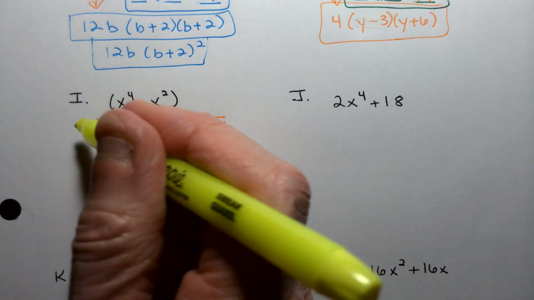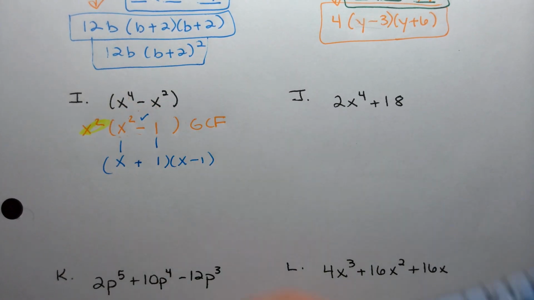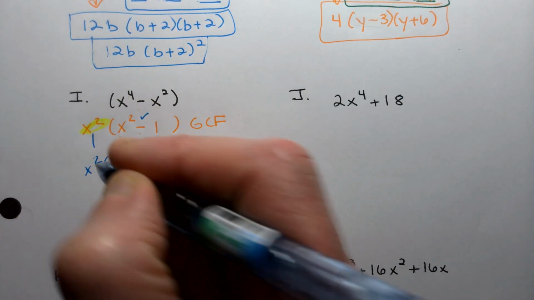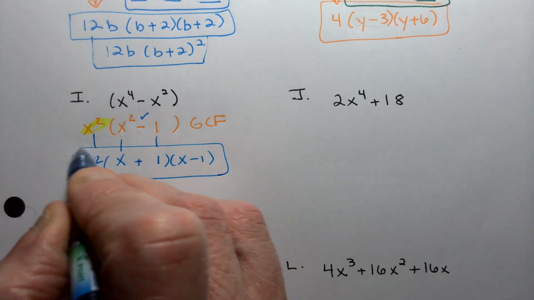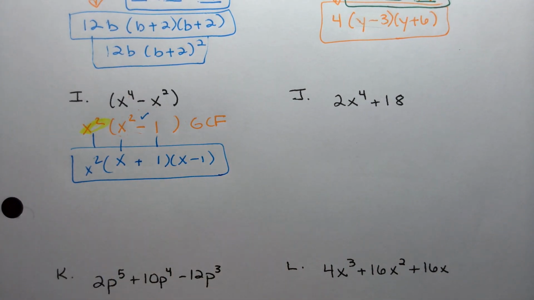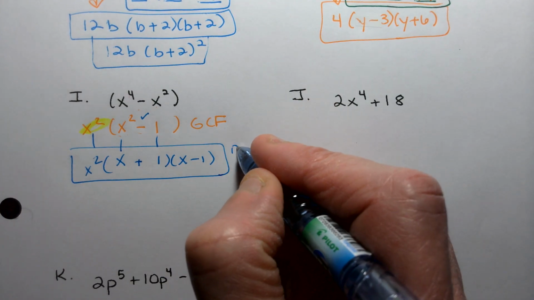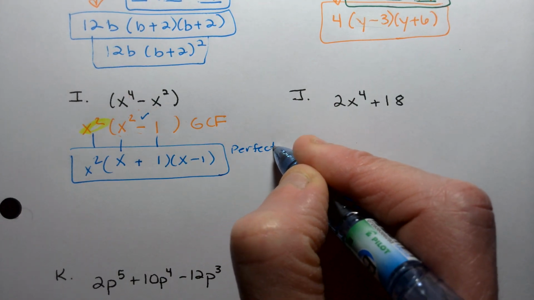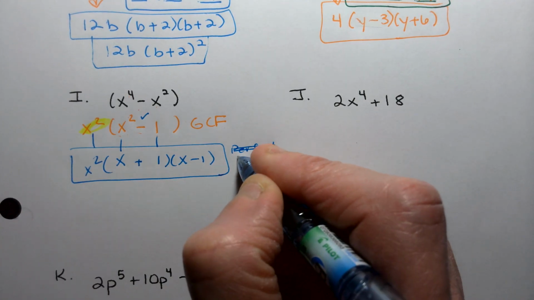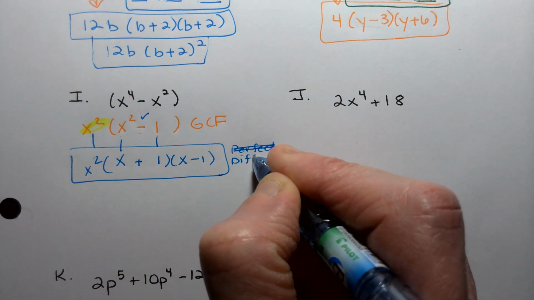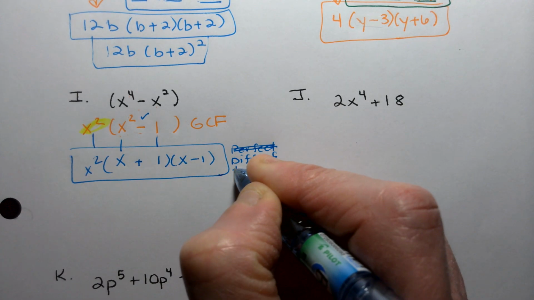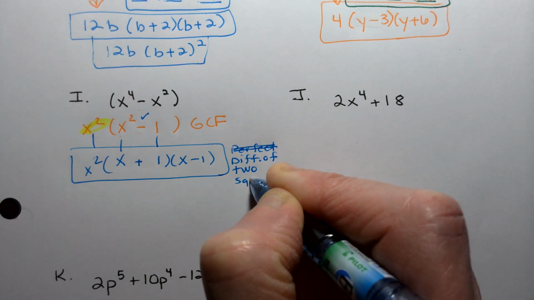And I should have highlighted that so I don't forget to bring that down. That should be at the same level as those. I don't know why I wrote it lower. Okay, so that is perfect. No, it isn't. It's difference of two squares.